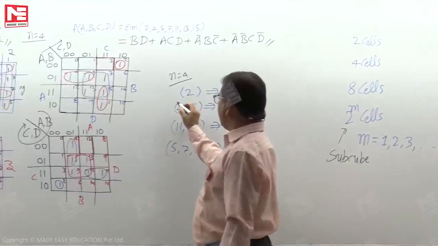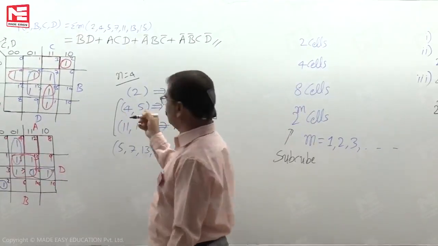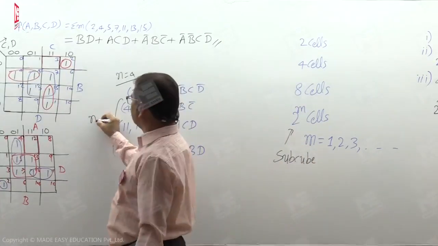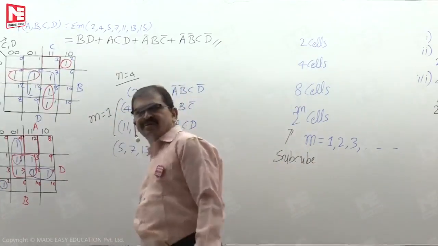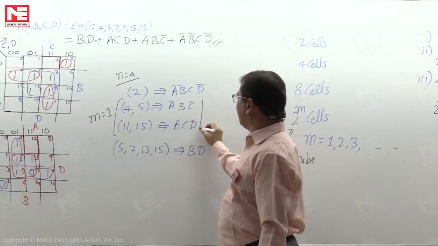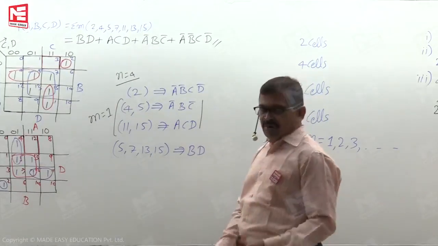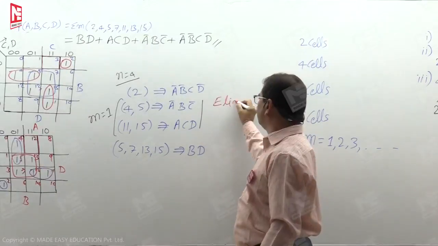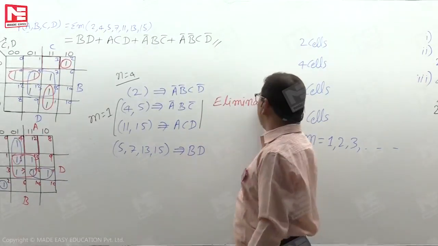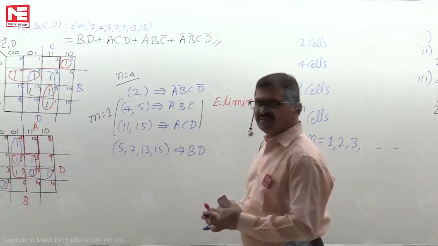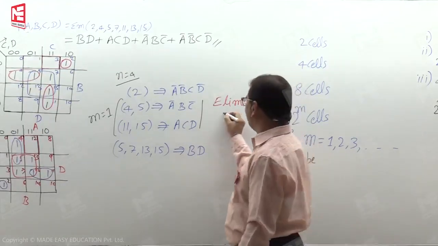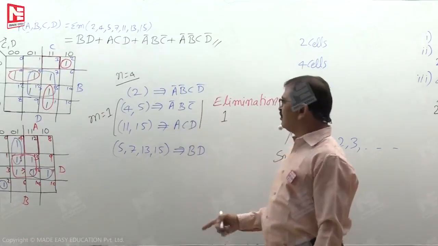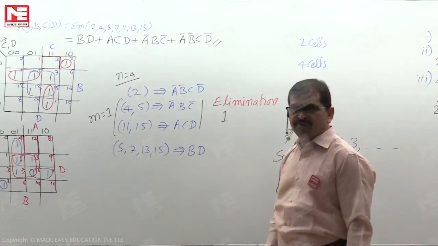These are the subcubes with 2 cells. When we have subcubes of 2 cells, M value is 1. The products we are reading here have 3 literals. Products with 3 literals means we have elimination for how many variables? The answer is 1 variable, because the function is on 4 variables and the products are read with 3 literals, hence elimination is for 1 variable.